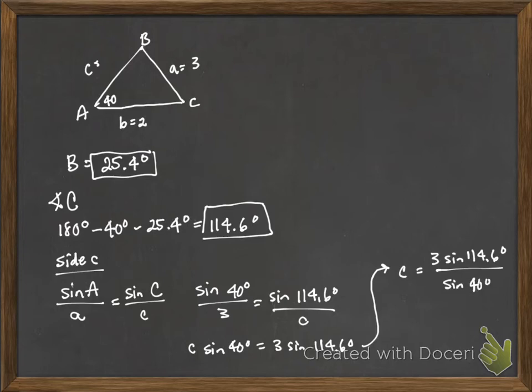So go ahead and plug it into your calculator. Make sure you're in degrees. And when you do that, you get side C equals 4.24. Okay? All right, so we just figured out this triangle. Hooray. Let's go see another example.